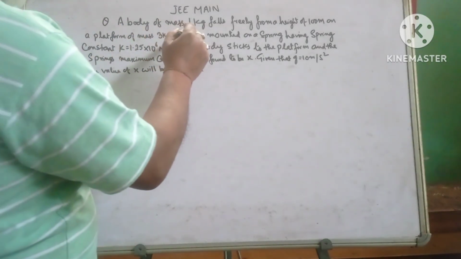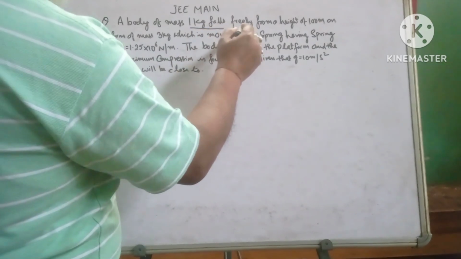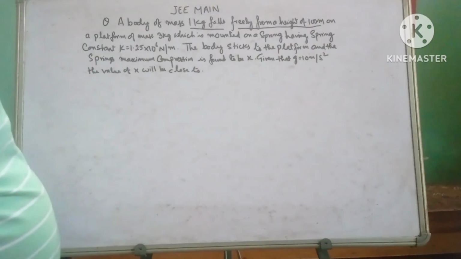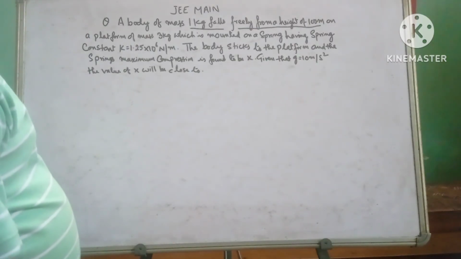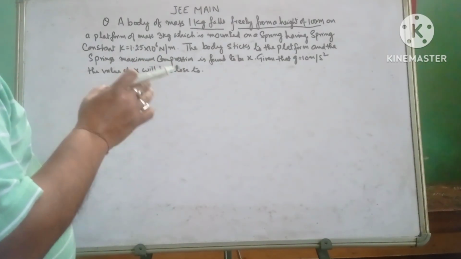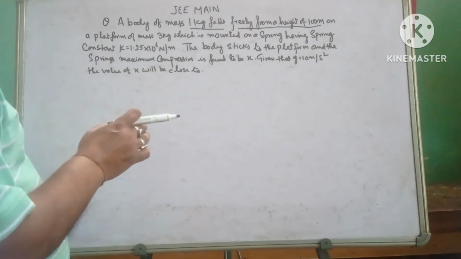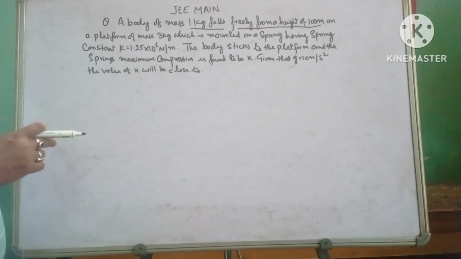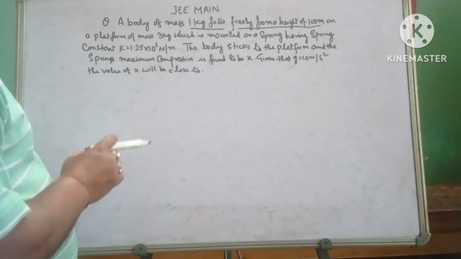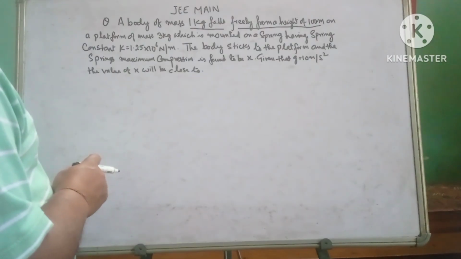A body of mass 1 kg falls freely from a height of 100 meter. And another important point I'm going to tell you is that I'm not going to solve the questions. I will give you only the theory today: how to solve a problem, what formulas are going to be used, and why we are going to use such formulas.